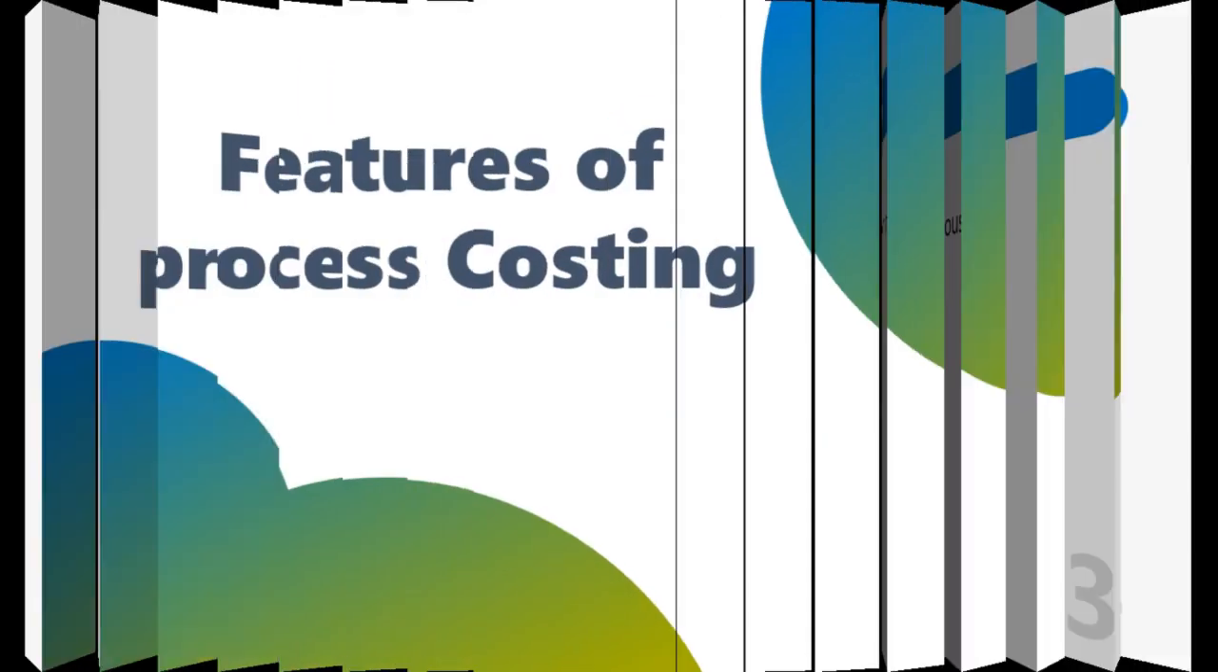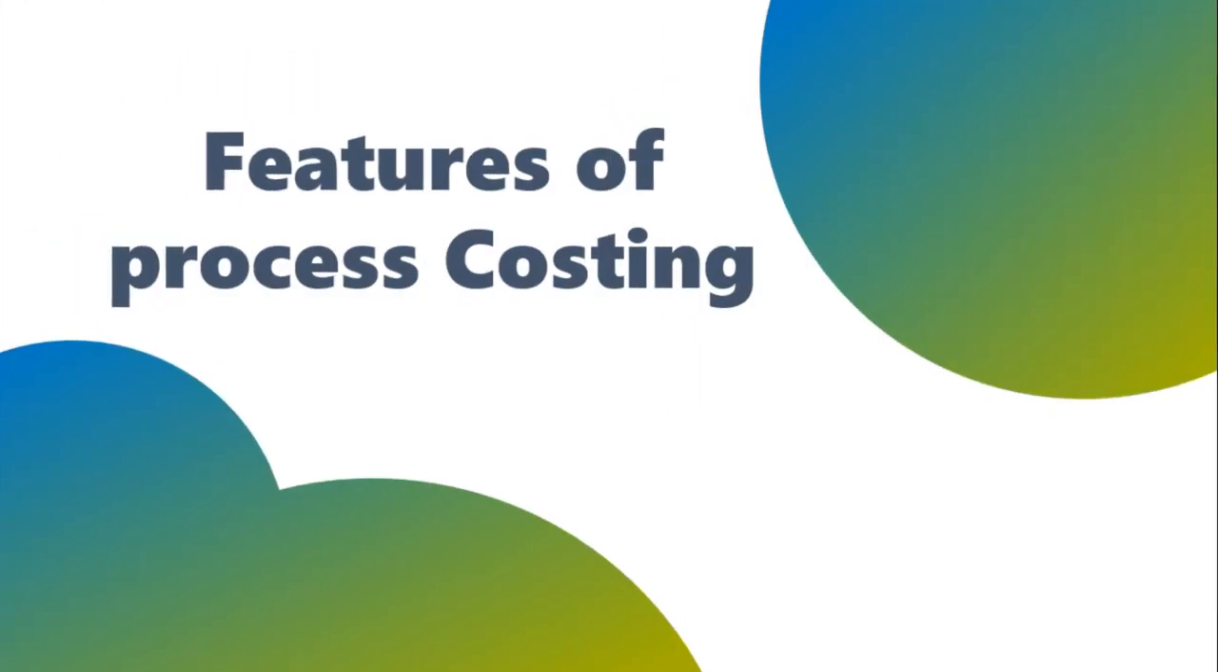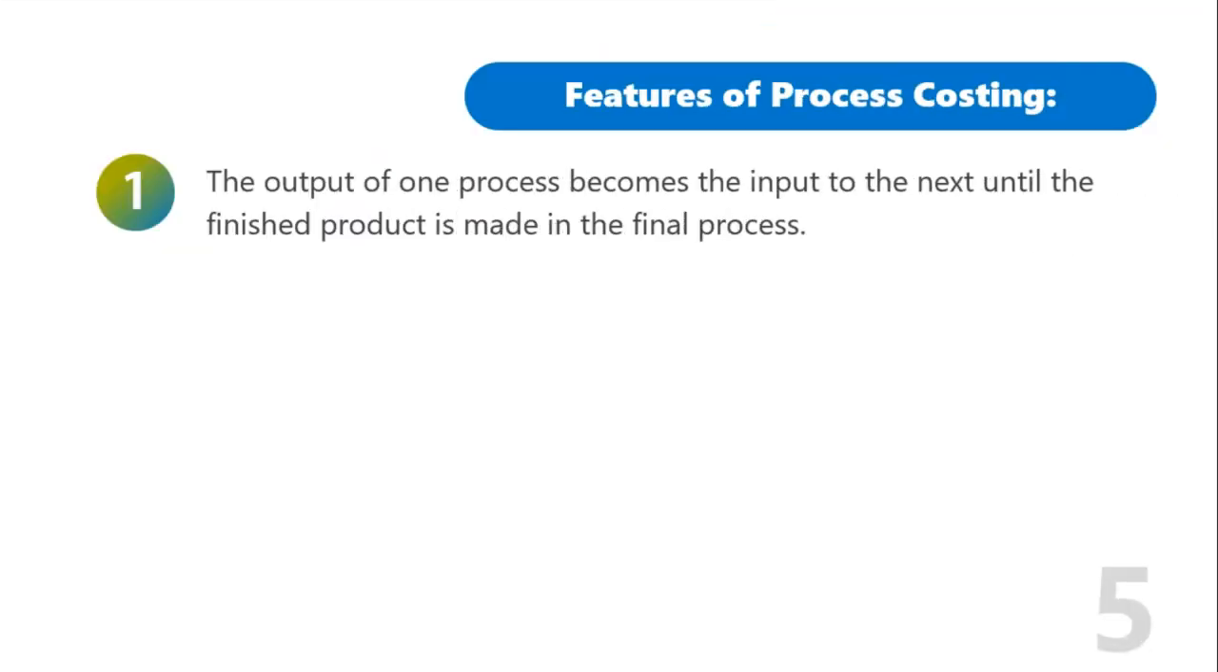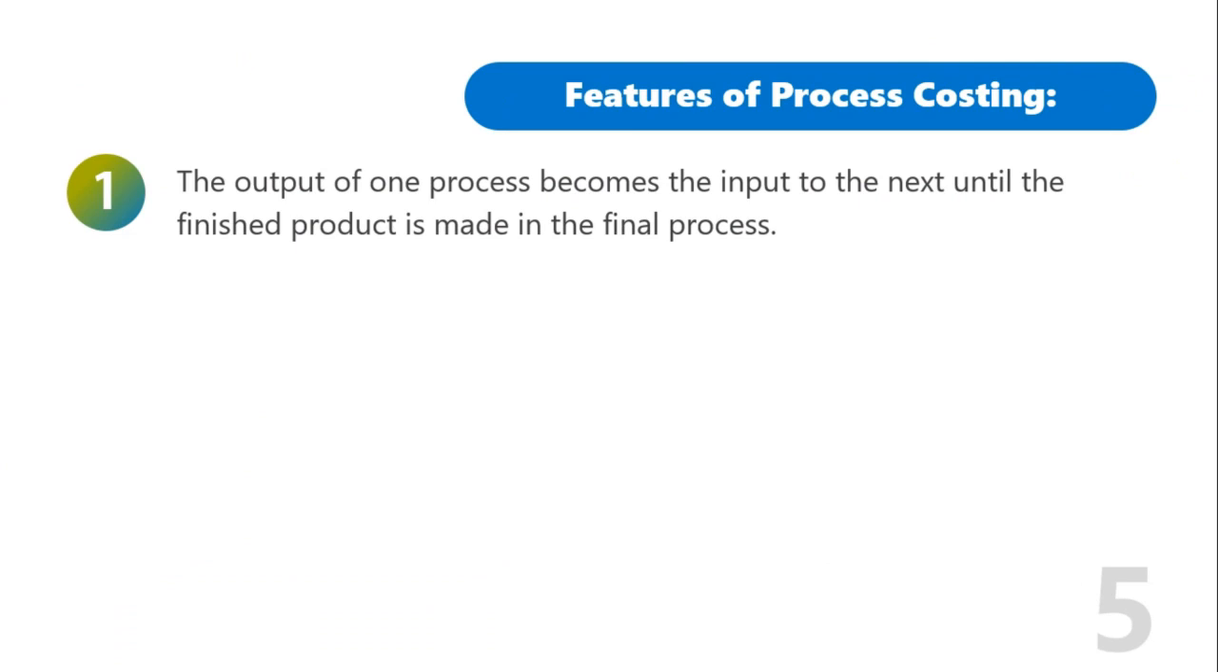Now the features of process costing, of course, there are 4 major features that we bring out here. Number 1, the output of one process becomes the input to the next process until when the finished product is made in the final process.